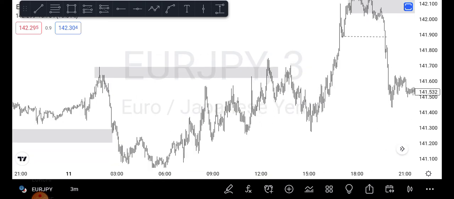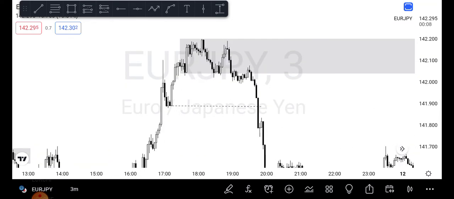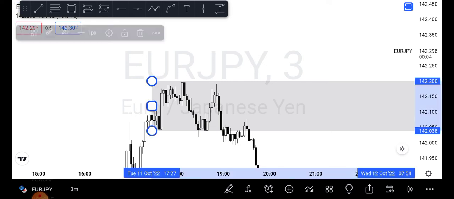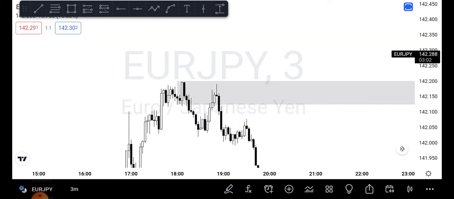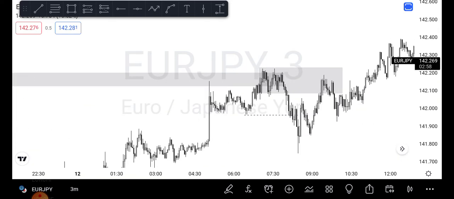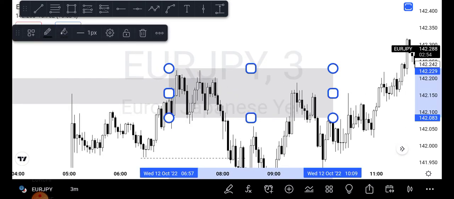Okay, here the last up candle before a sharp down move. Okay, here also the last up candle before a sharp down move.